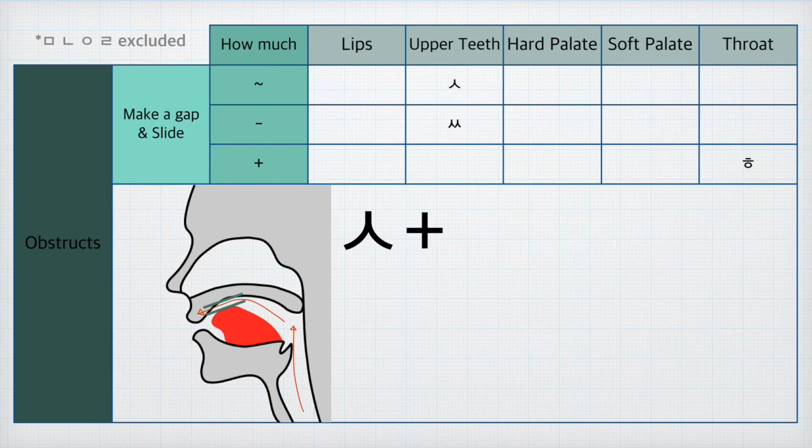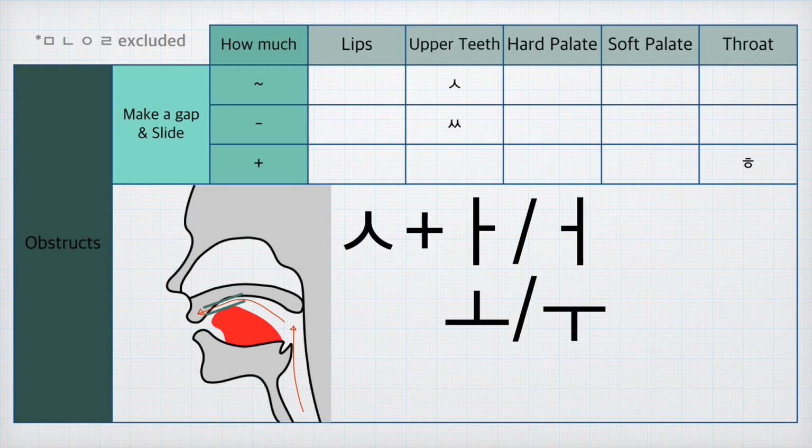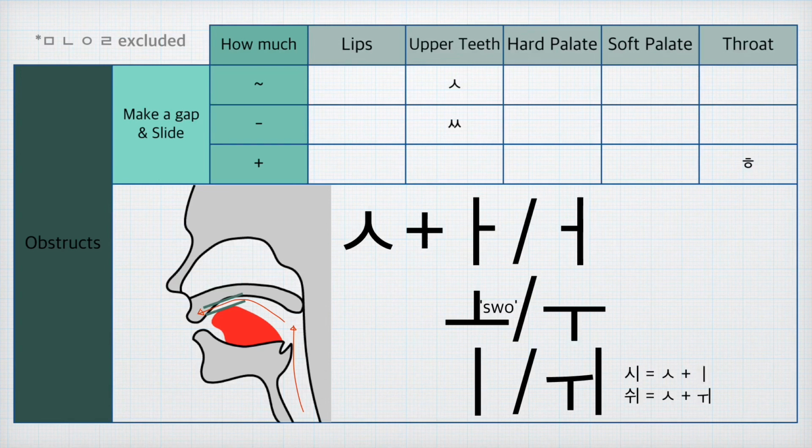For instance, vowels like a, o are pronounced normally like sa, so. But when combined with wi or u, the s sound changes a bit, something like swo pronounced very fast. You can verify by checking if your lips make a shape of o from the beginning. So, su. Also, you can feel that si and ssi have different s sounds if you pronounce them really carefully. Si, ssi.